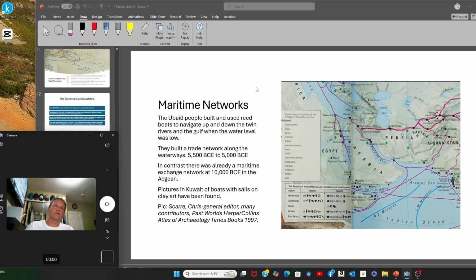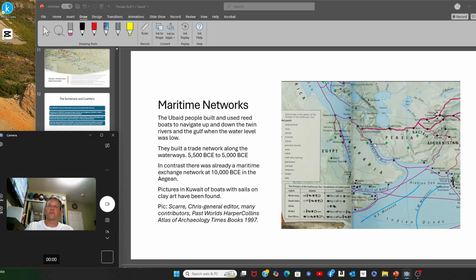Pictures in Kuwait of boats with sails on clay art have been found. Okay, so Kuwait is like where Sumer is at, and they found pictures of boats with sails on clay art.